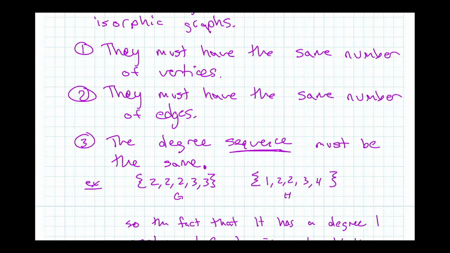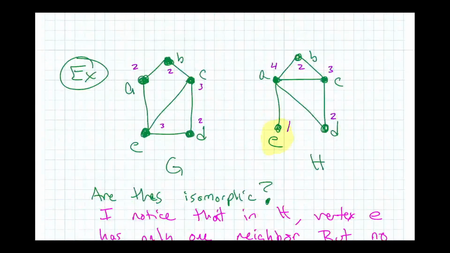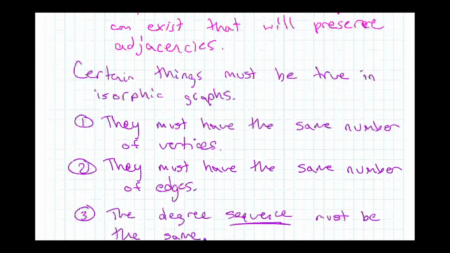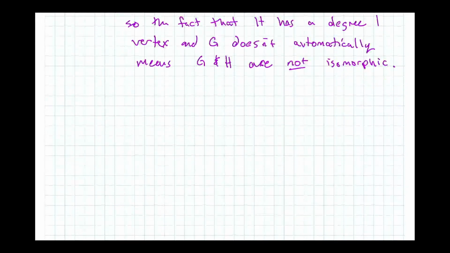And from there, you can get more complicated, like if you have a degree 1 vertex adjacent to a degree 4 vertex. Over here, you would have to look for a degree 1 adjacent to a degree 4. And if that didn't happen, then they would not be isomorphic. So let me see. Let's do one more example here.